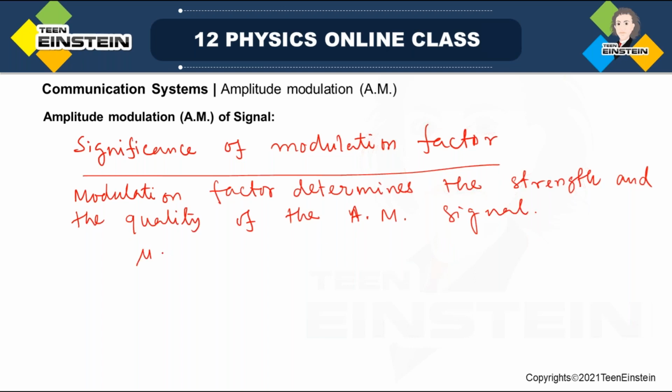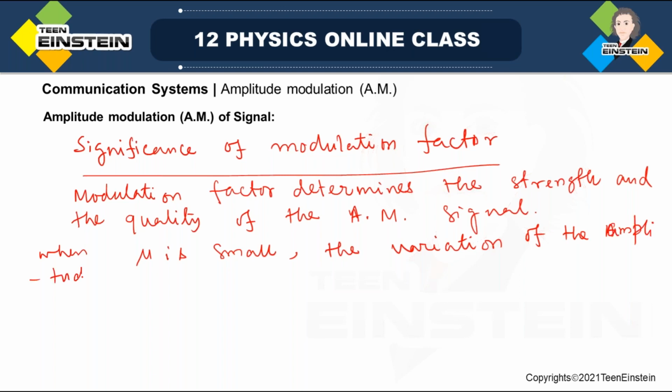How? When mu is small, the variation of the amplitude of carrier wave is small, right?